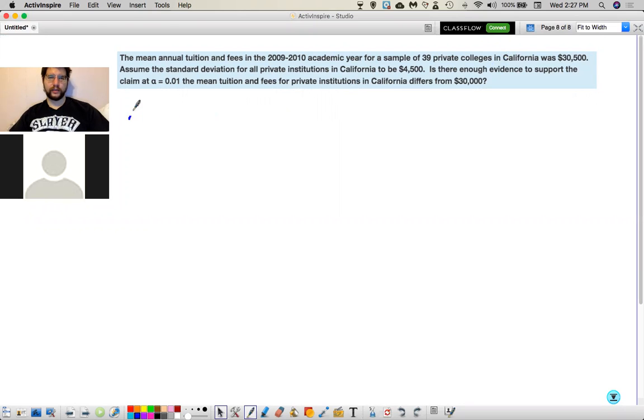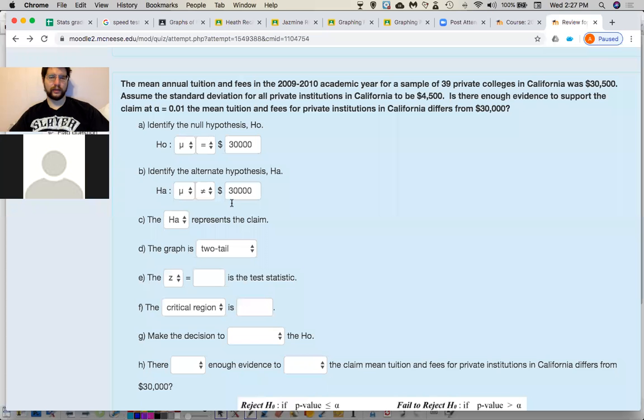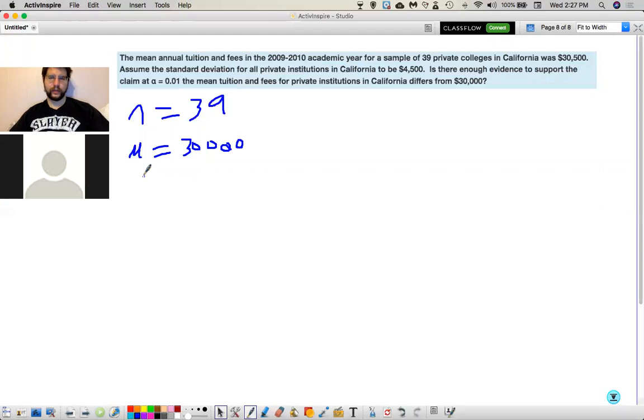So n is 39. We already have our hypotheses on the other one. So mu is 30,000. Let's write that. We'd usually have our hypotheses here, but they're over here for us. Sample mean was 30,500.